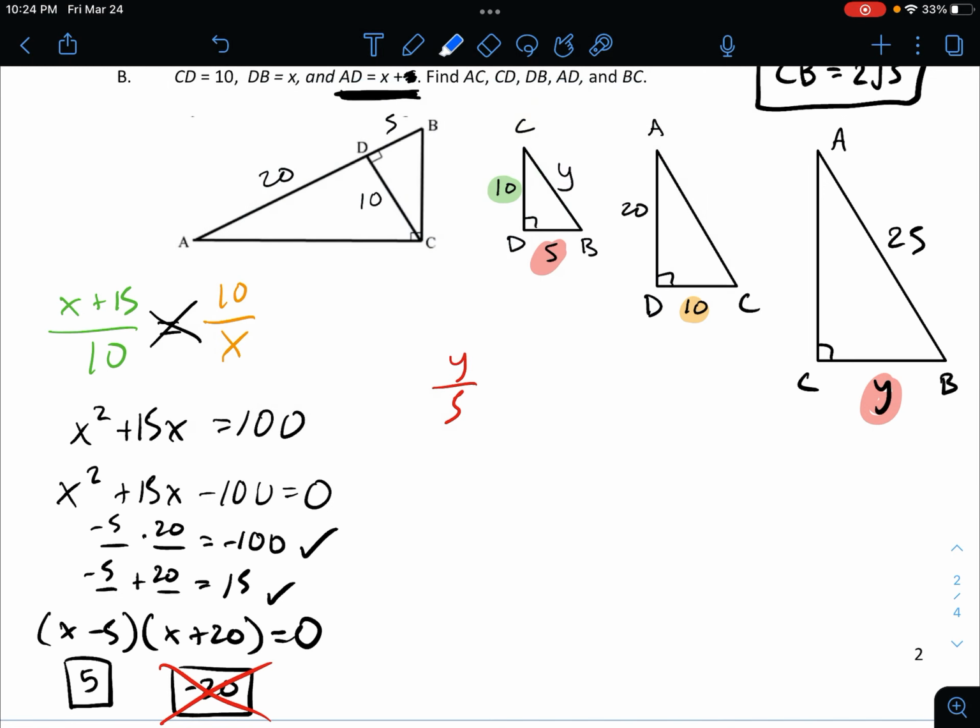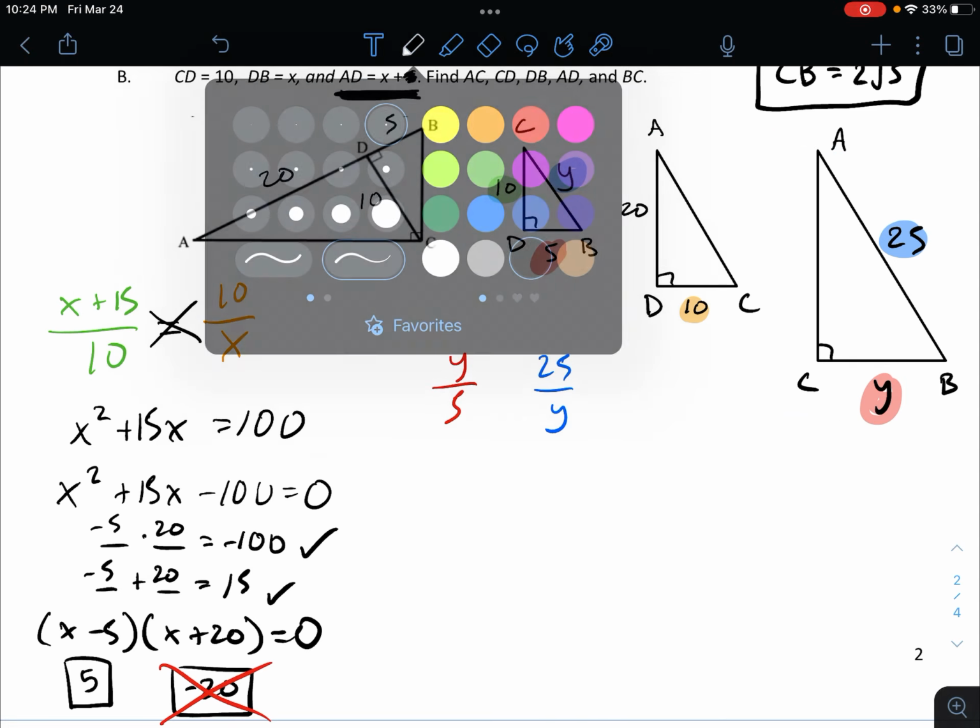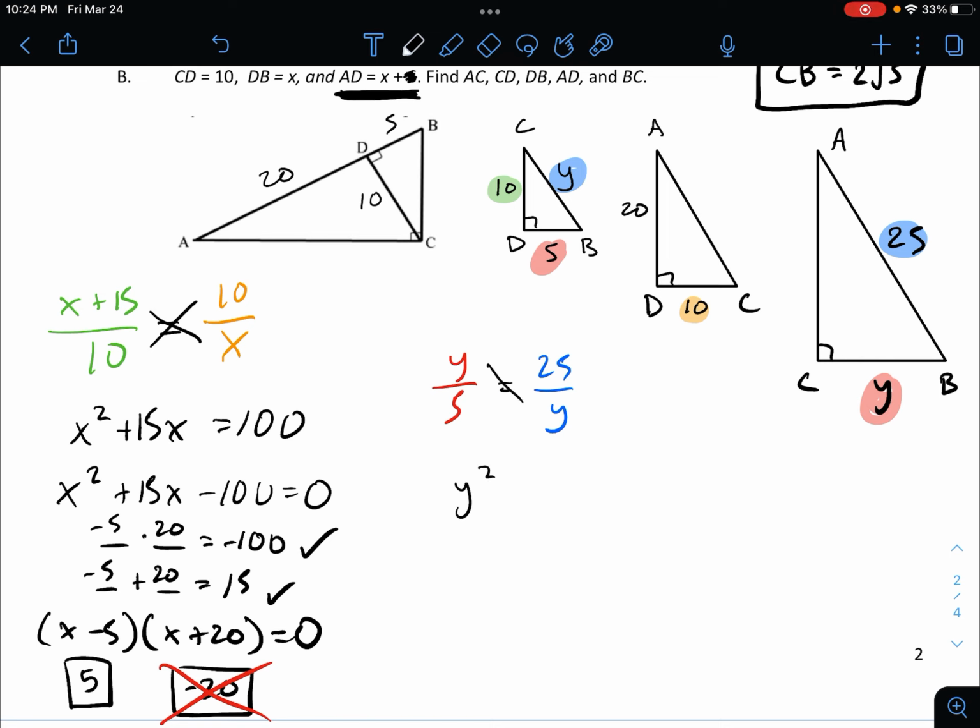is going to equal, and hopefully you're doing this as we go, this y is matching up with the 25. So again, the important thing is we can't do y over 25. We have to do 25 over y because you're comparing the same things in the same order, as always. So now that we set these equal, we can cross multiply to find that y squared equals, jumping ahead, 125. We can take the square root of both sides. So y is going to equal square root of 125.